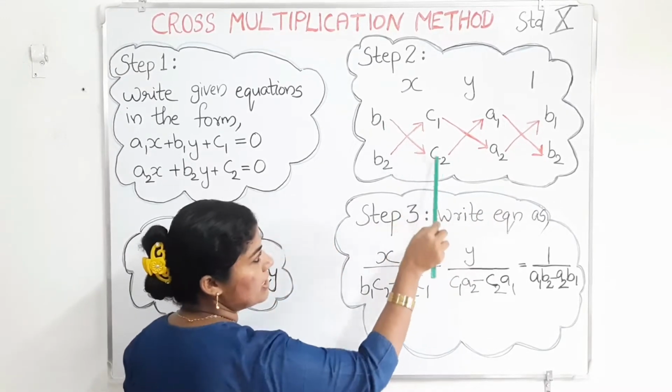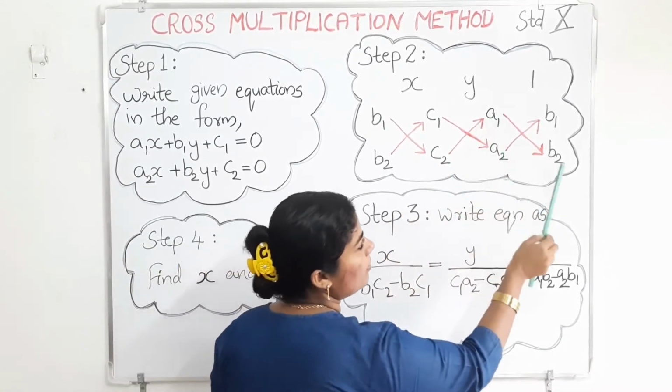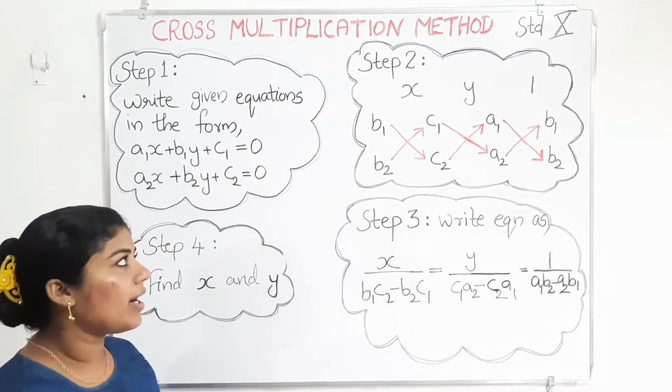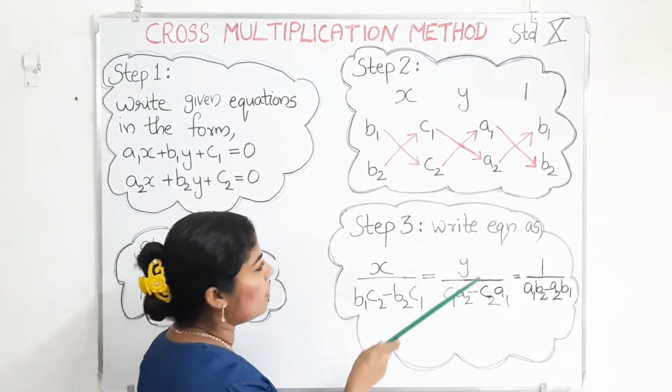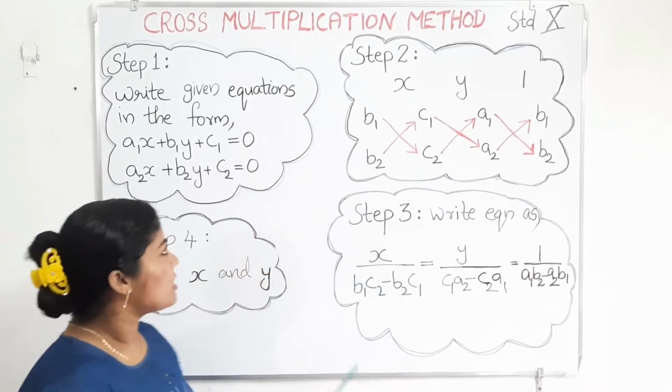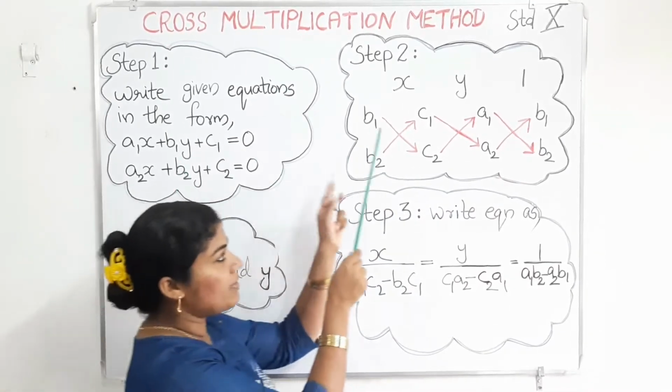Here also B1, C2, C2, A1, A1, B2. So this is how we are writing the step 2. Okay, next is our step 3. So from the step 1 we are moving to step 2.